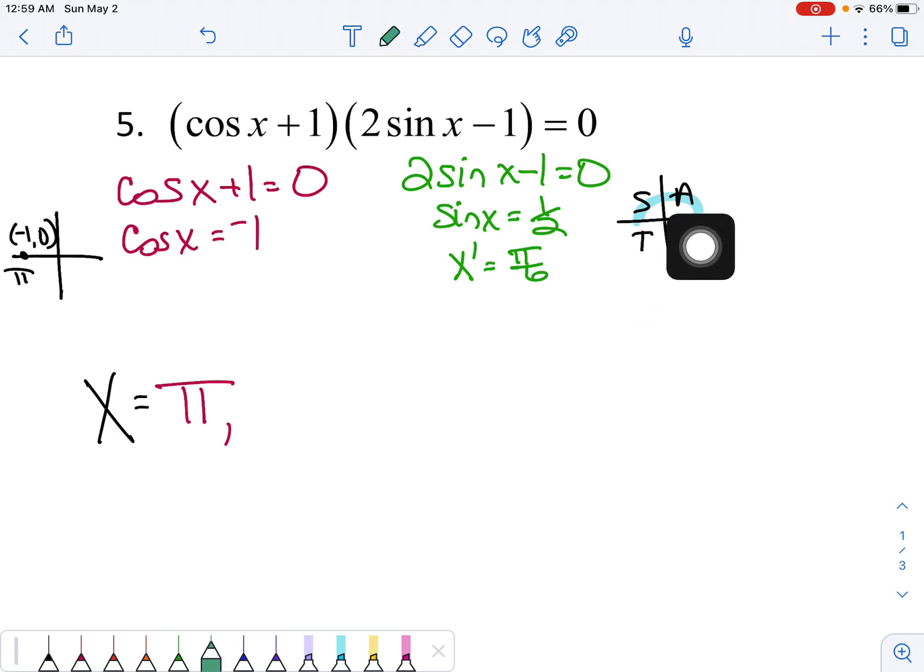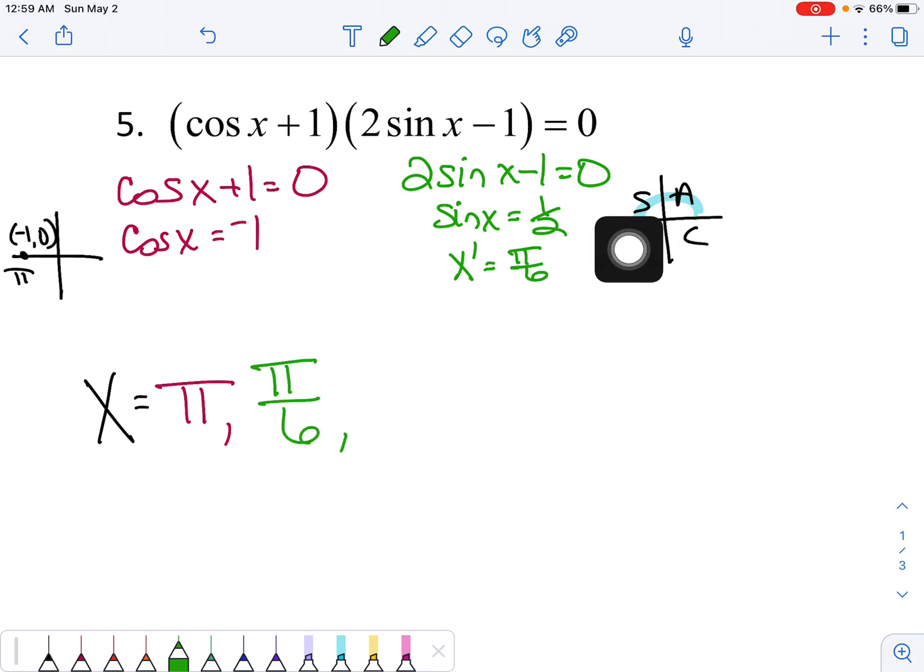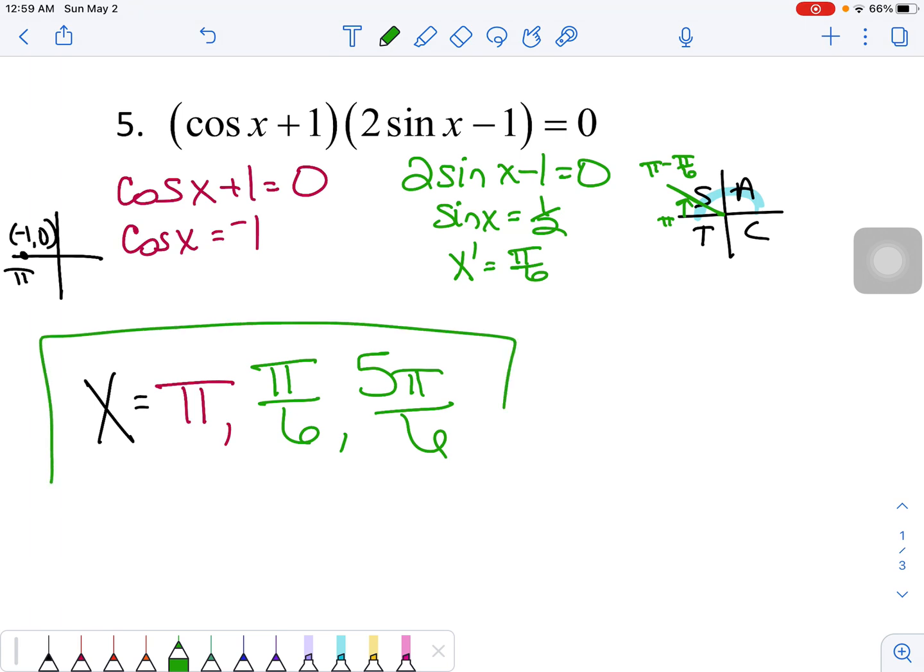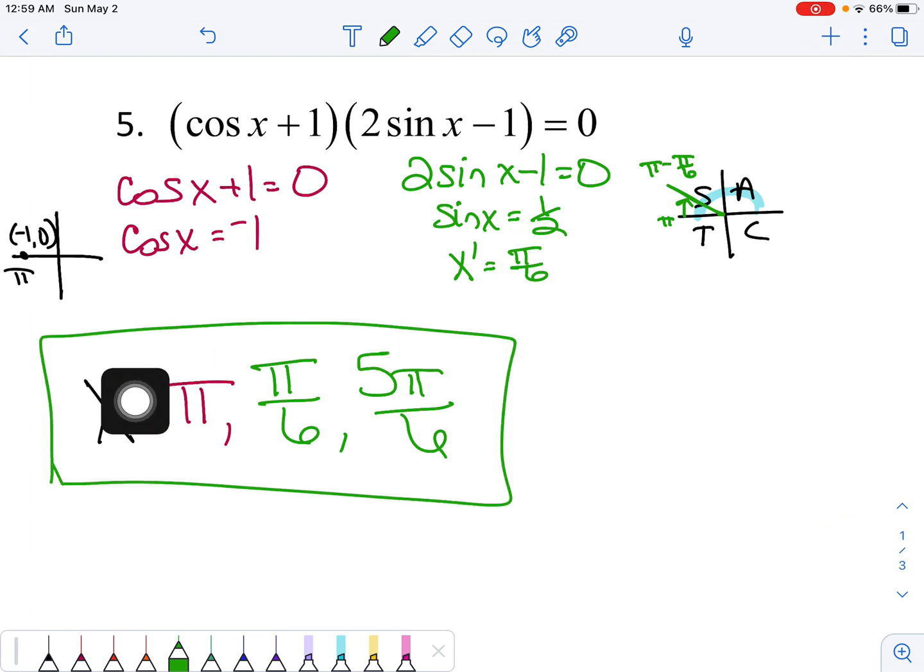So right now, because the first quadrant is one of my answers, my reference angle is actually one of the values I want to use, so pi over 6. And I need to figure out where I am in the second quadrant. So I'm actually going to slide this over just a little bit so I have some space. In the second quadrant, I'm going to go backwards from pi over 6. So I would do pi minus pi over 6. So that's going to be 5 pi over 6. So that's my 3 answers. We got one answer from cosine and then 2 different answers from our sine equation. So that's problem number 5.